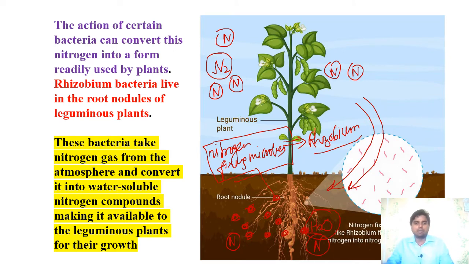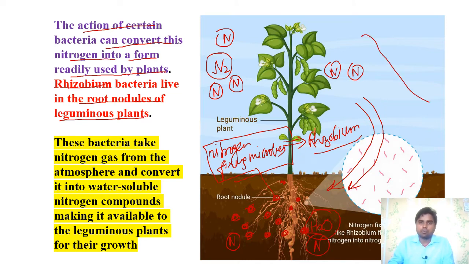So let's read about this rhizobium, students. The action of a certain bacteria can convert this nitrogen into a form readily used by plants. Rhizobium bacteria live in the root nodules of leguminous plants. Students, we have seen here that this root contains bead-like structures, like we call a mala, there are some beads. Here also in the roots of the leguminous plant there are some kind of beads present. So what do these beads do?